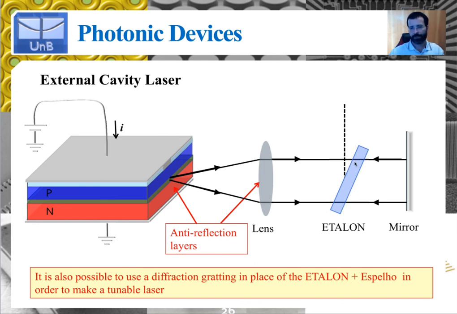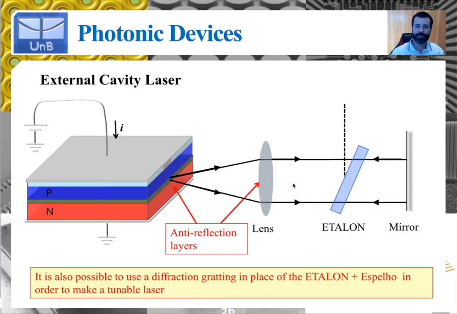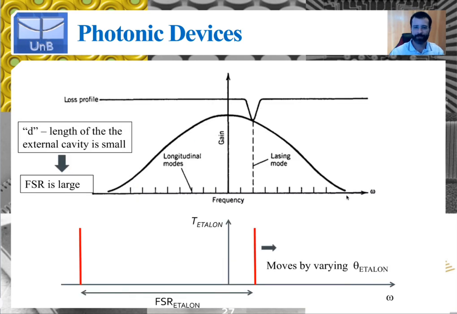And the transmittance of the etalon is going to look a lot like the transmittance of the Fabry-Perot cavity. So we'll have resonant frequencies in which the transmittance is close to 1, distanced apart by an FSR, just like in the laser cavity, except that since the length of the etalon cavity is much smaller, the FSR is going to be made much greater.